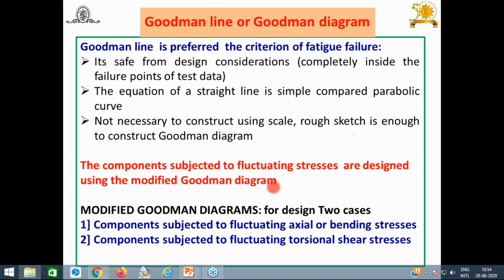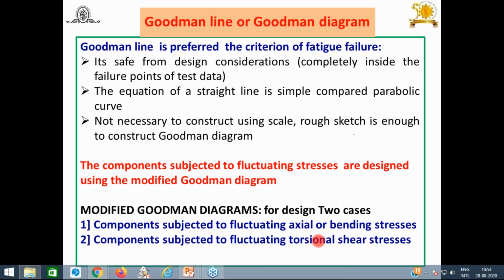Now here, again here, when components are subjected to fluctuating stresses, there are two cases. There are how many cases? Two cases. Two cases means first case, when components are subjected to fluctuating axial or bending stresses. Try to understand. Like in the design of shaft, we have considered only compound shaft subjected to bending stresses, shaft subjected to torsional, bending because of the mounting of the parts, torsional because of the rotation. Likewise here, when components are subjected to fluctuating axial or bending stresses, second, component subjected to fluctuating torsional shear stress. There are two cases, and for these two cases we have to use.